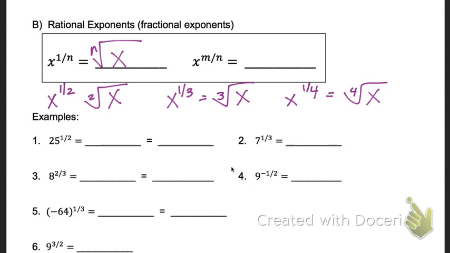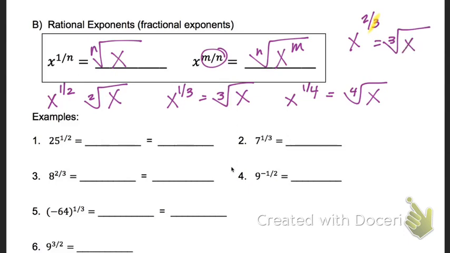Okay, if you have x to the m over n, all that means is you are taking the nth root of x and raising it to the m power. This doesn't make sense right now, but it will in a second when we do lots of examples. So if I had x to the 2/3, it would be like taking the cube root of x and then squaring it, like the cube root of x squared. So the numerator is what makes x bigger, and the denominator is what makes x smaller.